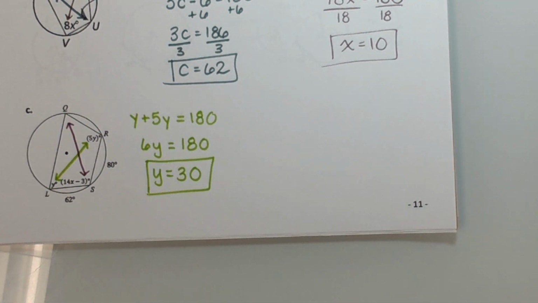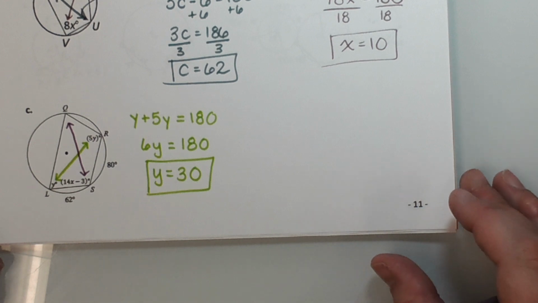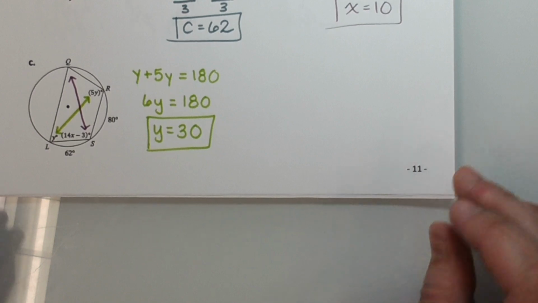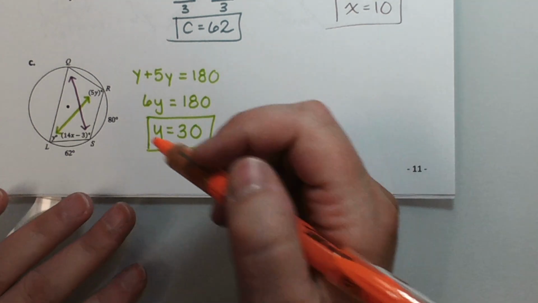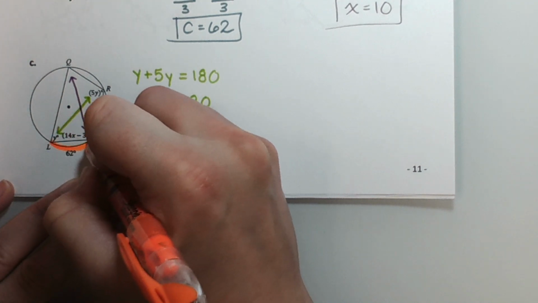What's the issue? We don't have its opposite angle. The lines I'm drawing aren't actual lines, they're just arrows. I'm going to have to use something else. What else do you notice is in this picture that wasn't in others? The 62 and the 80, what are those things? Those are arcs. I know this arc, and I know this arc.